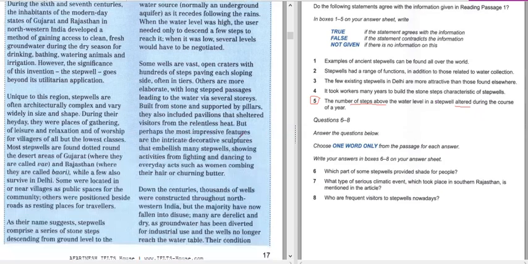Got it, sir. Okay, so some walls are washed, open cut hundreds of steps, paving each side of entries. Others are more elaborate, with long stepped passages leading to the water well several stories. Built from stone and supported by pillars, they also include a but perhaps the most impressive feature are the intricate decorative structures. So I feel the third paragraph, this line, when the water level was high. So it is according to the year, right? So if the water level is high, they needed it. Yeah, got it. This word. Yes, sir.